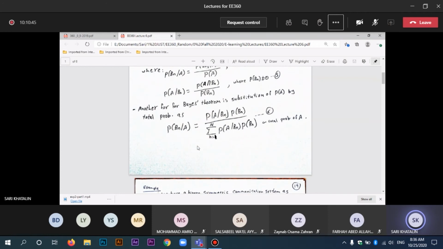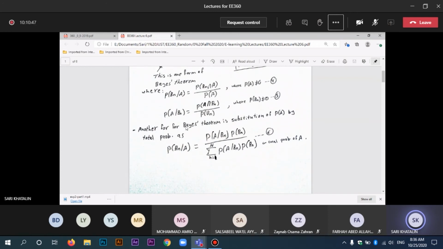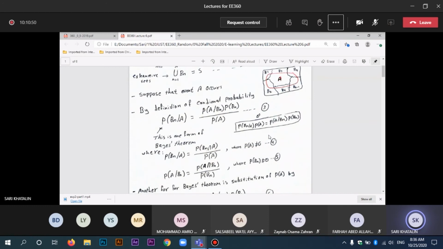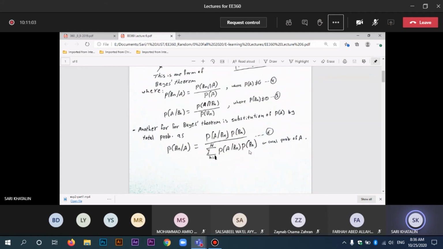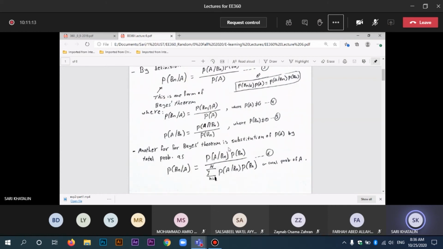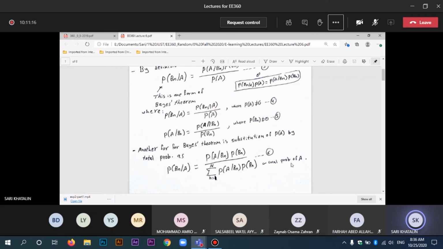Another form is similar to equation 3. The only difference is replacing the probability of A, the event A, by the total probability of A. And this was calculated last time on page 16. So we replace the probability of A in equation 3 with the total probability of A, which is basically the summation of the probability of A given Bn times the probability of Bn, where n is small n, of course.